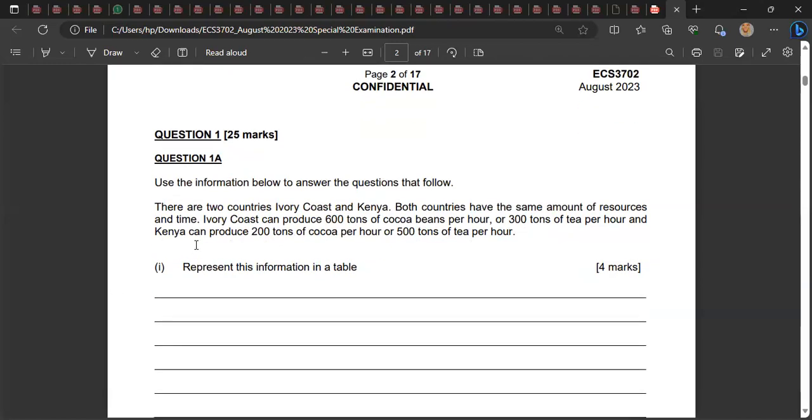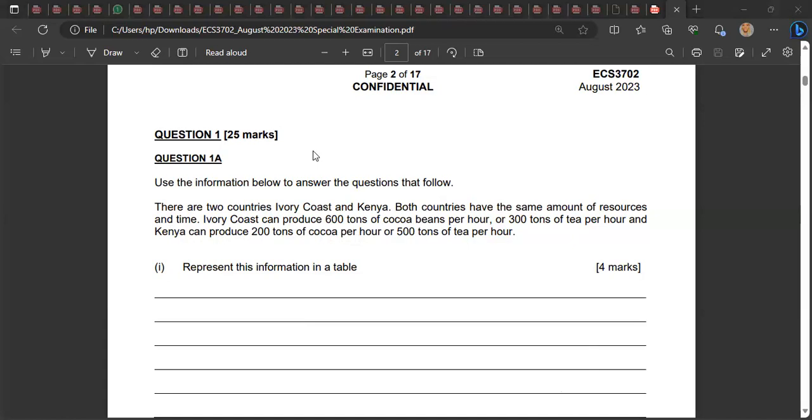All right, so there are two countries. It's usually our assumption: two countries, and also two commodities. Our countries are Ivory Coast and Kenya. Ivory Coast can produce 600 tons of cocoa beans per hour and 300 tons of tea per hour, and Kenya can produce 200 tons of cocoa per hour and 500 tons of tea per hour. Represent this information on a table.